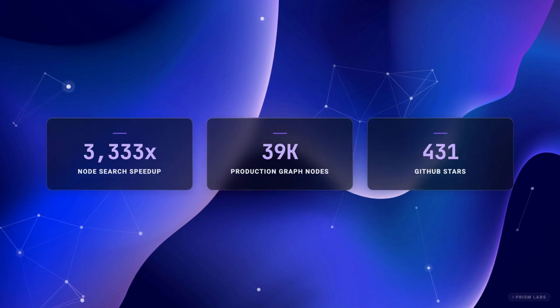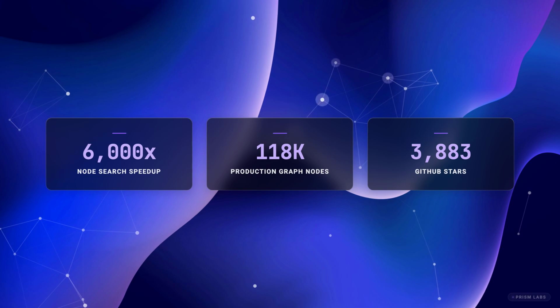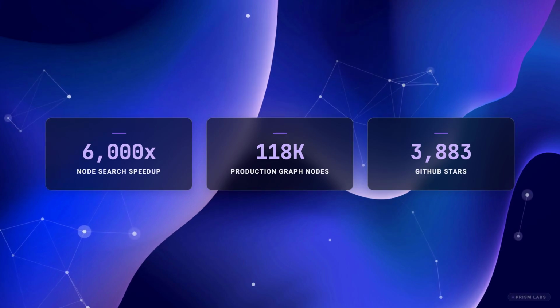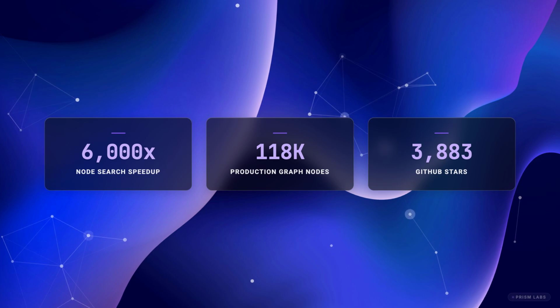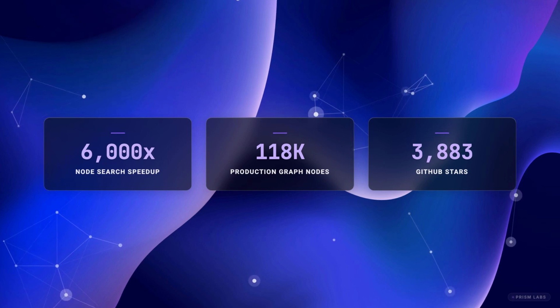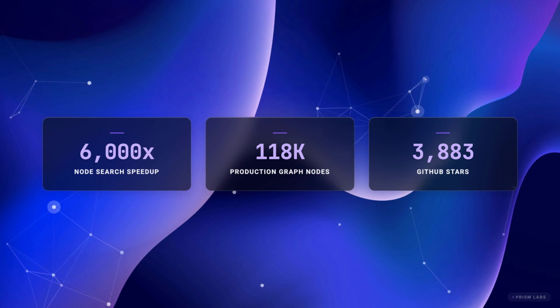Your AI agents make decisions all day, and most of them can't explain a single one after the fact. Semantica fixes that, an open-source infrastructure layer that turns every inference into a permanent, queryable node in a knowledge graph. It just optimized node search on a 118,000 node production graph from 24 milliseconds down to 4 microseconds, 6,000x faster, and it's climbing toward 4,000 GitHub stars. Here's why graph memory might be the piece your agent stack is missing.